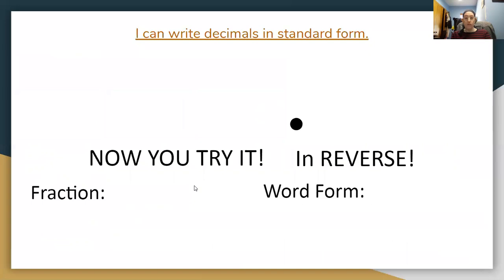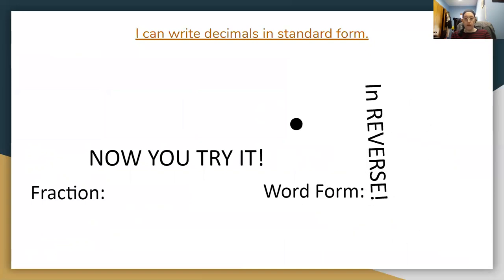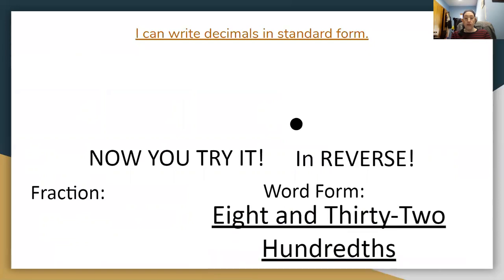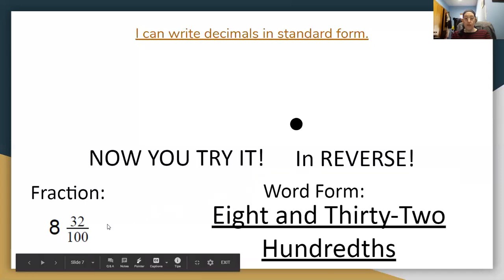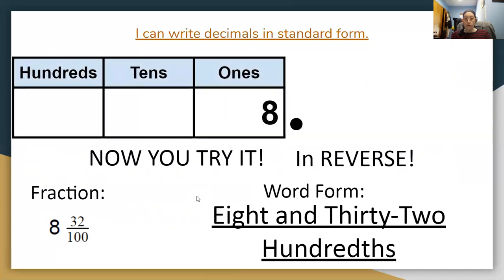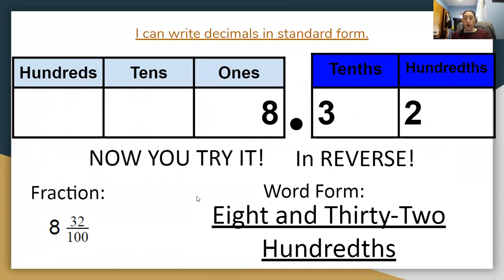Now let's try it in reverse. I'm going to give you the word form, and now you're going to try fraction and decimal form. Pause the video, try to write this word form, 8 and 32/100, as a fraction and a decimal. It might be a good strategy to try the fraction first. The fraction is 8 and 32/100. So our decimal form would be 8 ones and 32/100. 3 in the tenths column, 2 in the hundredths column.